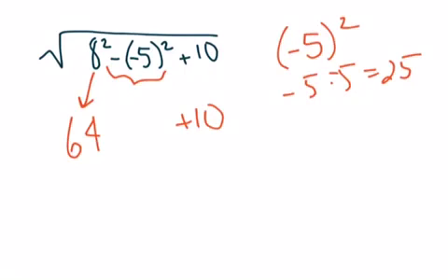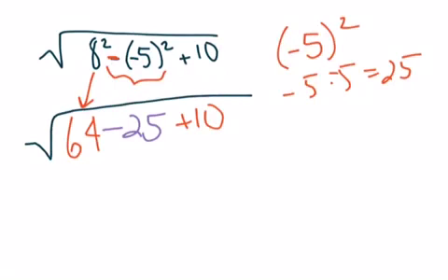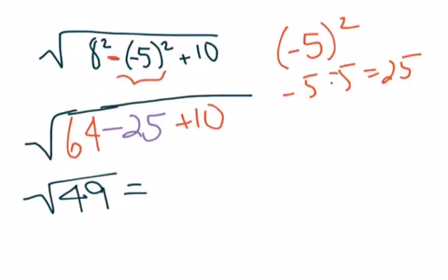Okay? But we also have this negative right here. So this is going to go right here, and it's going to be subtracting a positive 25. I know, super confusing. Okay? So we have 64 minus 25 plus 10. So it's really 74 minus 25, which is going to be positive 49, which is going to be 7. So you're just going to want to simplify within the square root. That's pretty much it. Let's do one more.